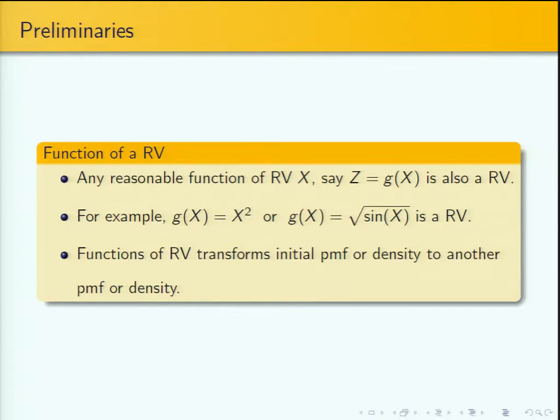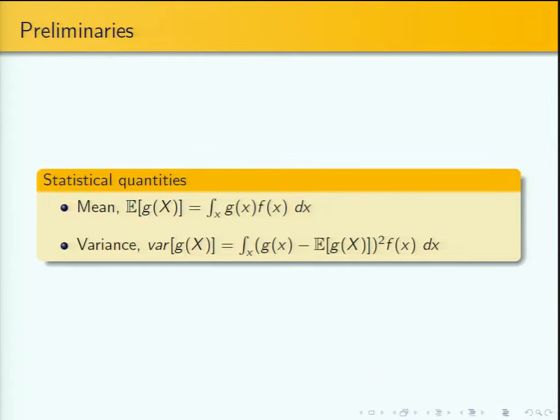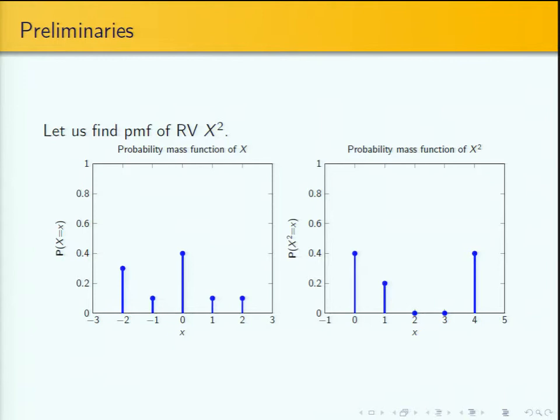X square is one example. Whatever reasonable function you think of, you can do. What does a function of a random variable do? Initially you had a distribution. Now it will change to some other distribution. We'll see an example. The mean and variance can be computed as before. g of x is the value it is going to take, and the density will be f of x. So you do that integration, right? The variance is the same thing. I hope there is no problem with this. Let's do a simple calculation. Now it is getting transformed.